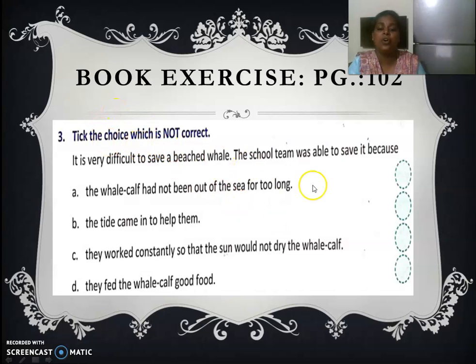Tick the choice which is not correct. We have already done this. This fourth one is not correct, so we have put a tick over it. They fed the whale calf good food, so they did not feed anything for the whale calf, so we have put a tick over there. So that is the wrong sentence, so we have put the tick on it.